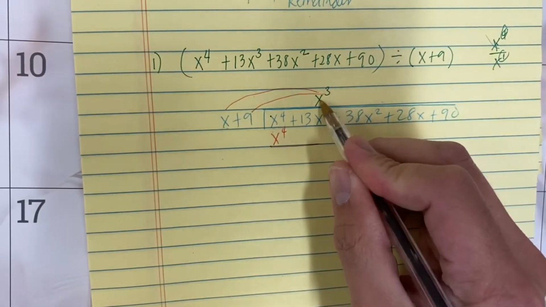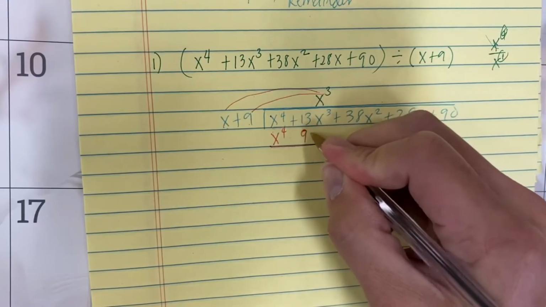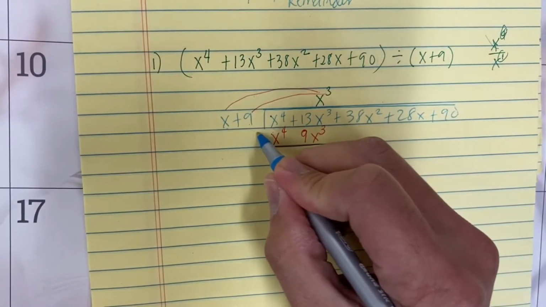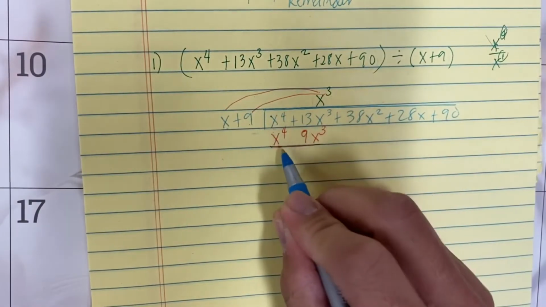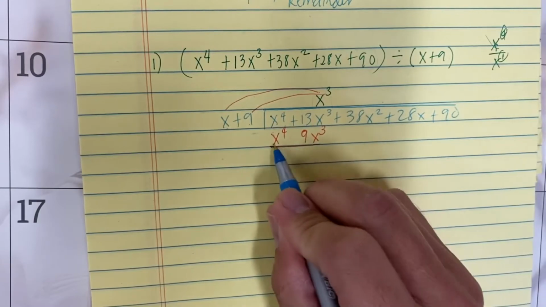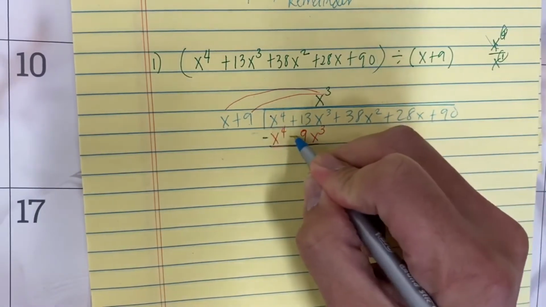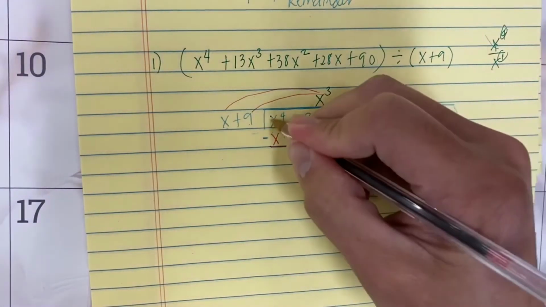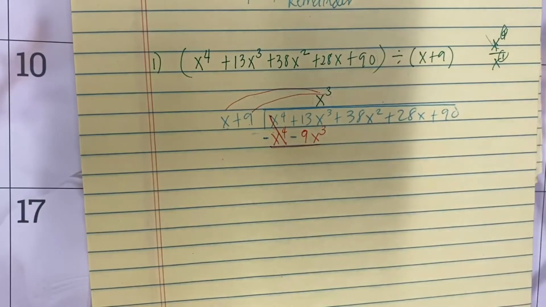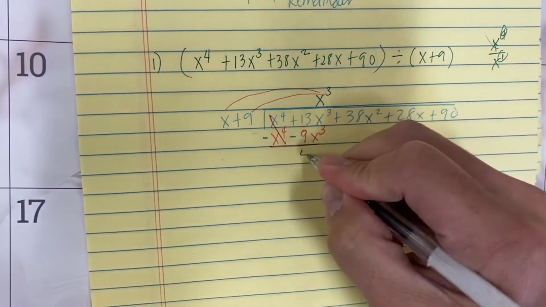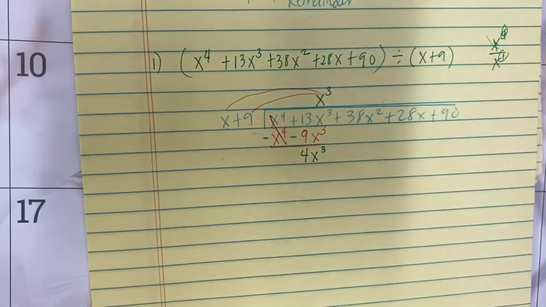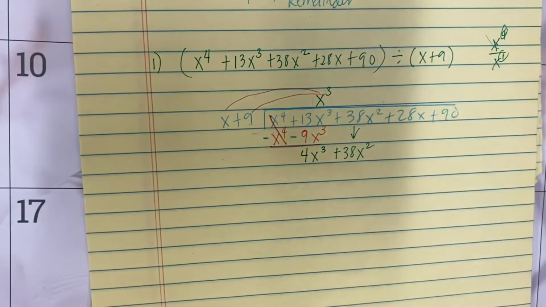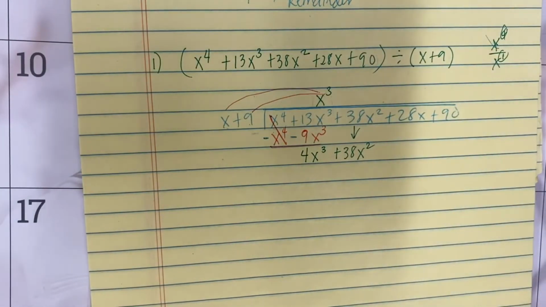What's x cubed times 9? It will give me a positive 9x cubed, right? The catch here is this: here you're going to subtract. So to make it easier, just flip the sign of this. This is a positive 9, this is a positive x to the 4th. So I'm going to make it negative and make negative. Always flip the sign. So when you cancel this out, what's left for you is just 4x to the 3rd. Then you drop this 38x squared. Easy, right? Just repeat the entire step and you'll be all right.